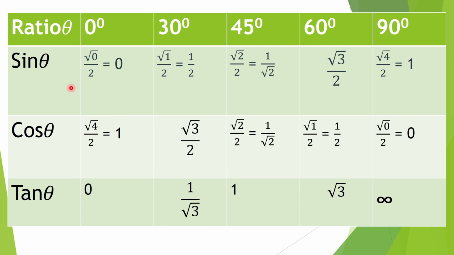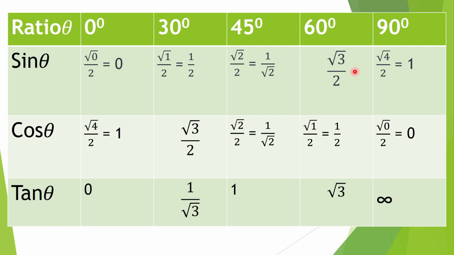Now I will explain a trick through which you can remember these. These are the ratios which I have written in fraction form. Look over here, it is very easy to remember. The trick is, first you write 0, under root 0, under root 1, under root 3, under root 4 and under root 3 and under root 4. Then divide all these values by 2. So these are your values in fraction form: sine 0, sine 30, sine 45, sine 60 and sine 90.